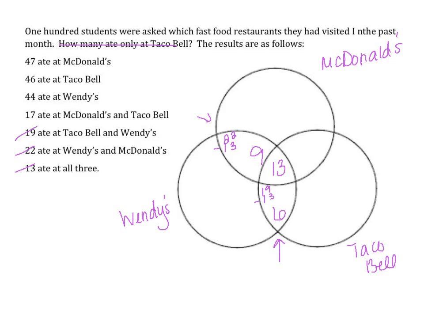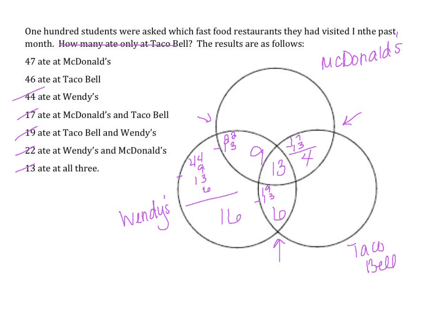17 ate at McDonald's and Taco Bell. So if you take 17, subtract the 13 that are already there, you get 4. 44 ate at Wendy's. But we have 9, 13, and 6 we need to take into consideration. So 44 minus 9 minus 13 and minus 6 gives us a leftover of 16.